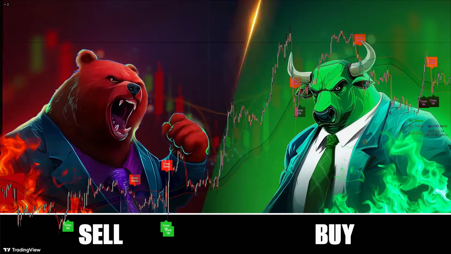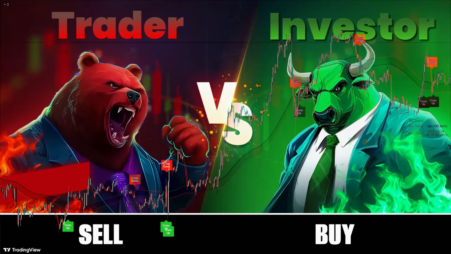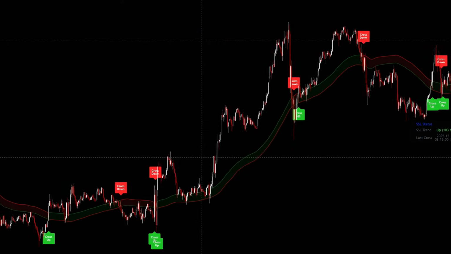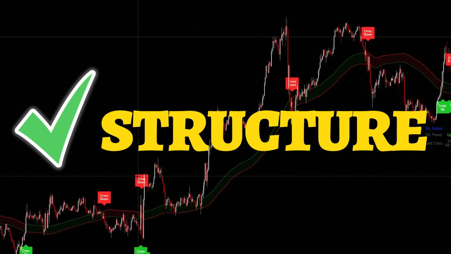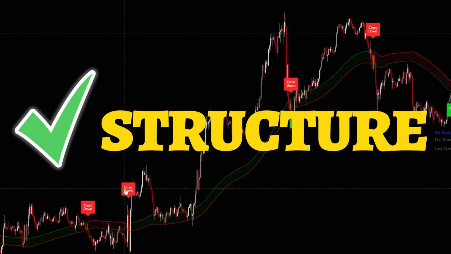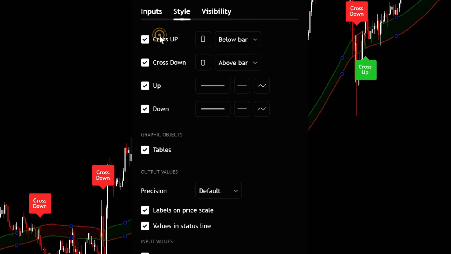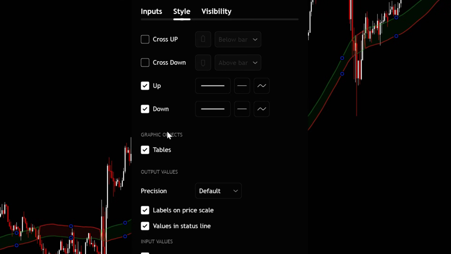By default, it's a buy and sell indicator. It's not what we want. We're not using it for entries. We're using it purely for structure. Once you add it on your chart, open the settings, go into the Style tab, and disable the cross up and cross down options. Those crossing signals are noise for this strategy.